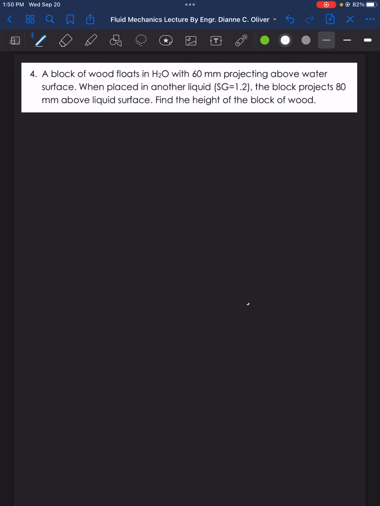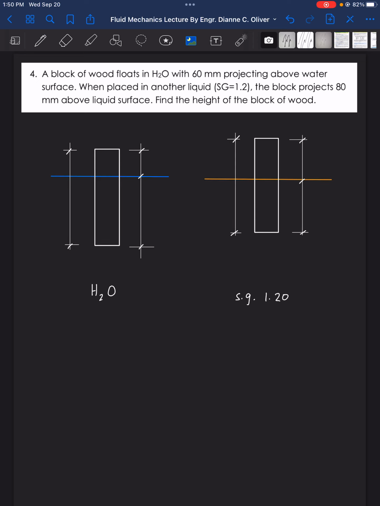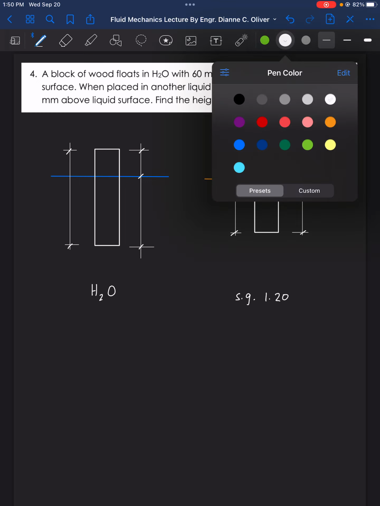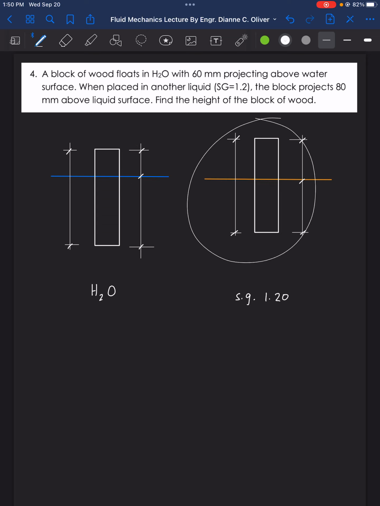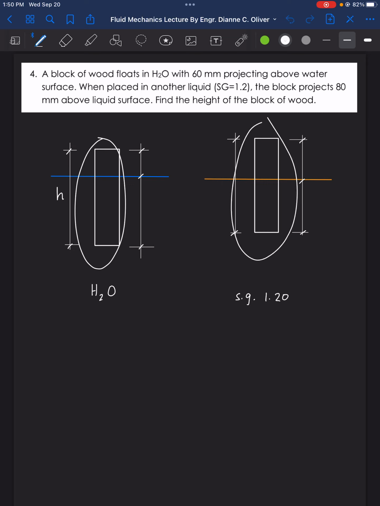So for the figure, it's the same block of wood but in a different liquid. Here is our first scenario: the block of wood is in water, and the second scenario is in a liquid of specific gravity 1.2. What we're looking for here is the height h of this block of wood. So same height.